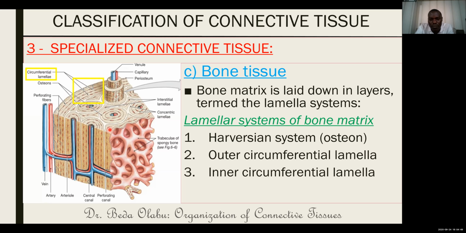The last type of lamellae are these ones, which are between different osteons. We call that the interstitial lamellae. So the concept here is that the matrix of bone is not random. It is laid down in layers. There are four types of lamellar system. Out of those four, the Haversian system is the functional unit of bone.